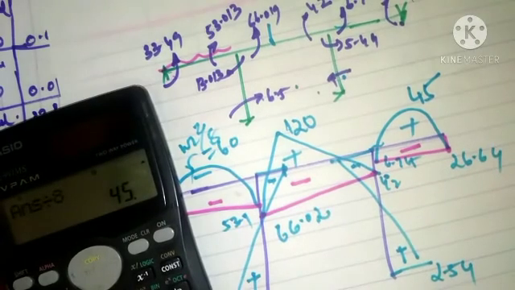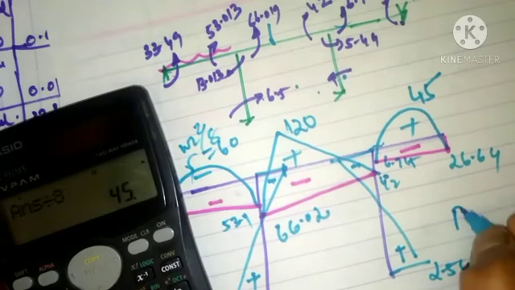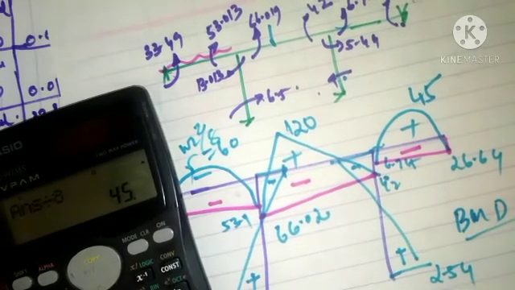So these are nothing but the values of the bending moment diagram, and this is how we are supposed to analyze a portal frame by the moment distribution method.